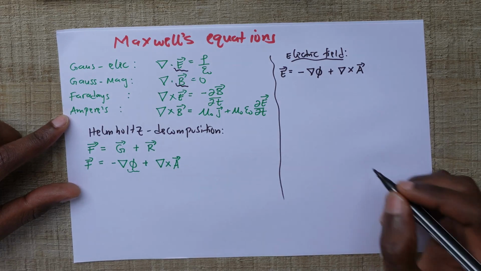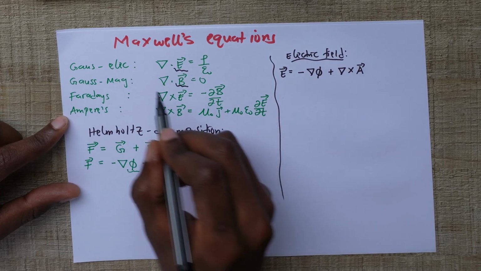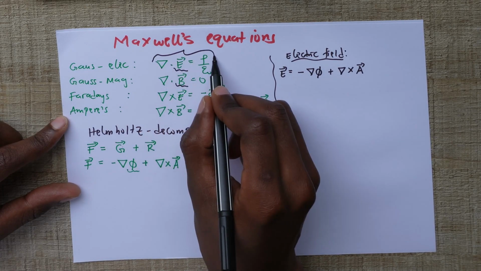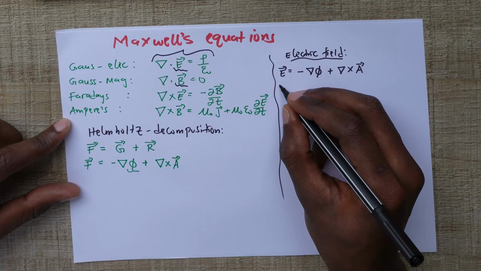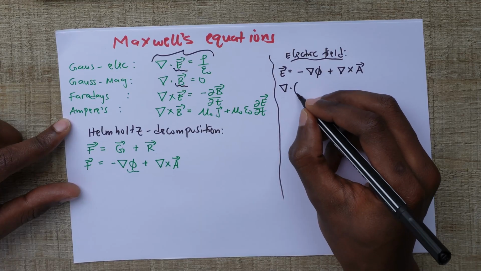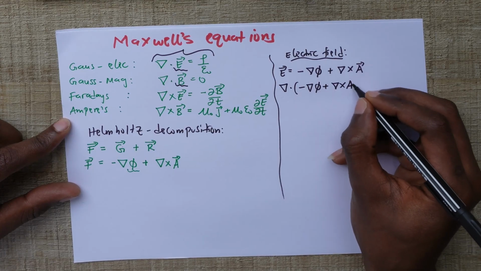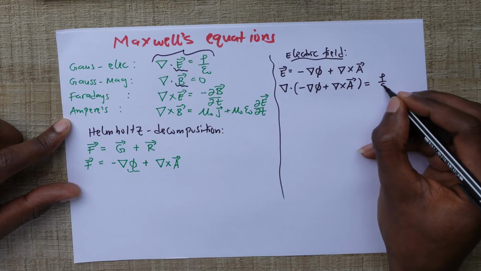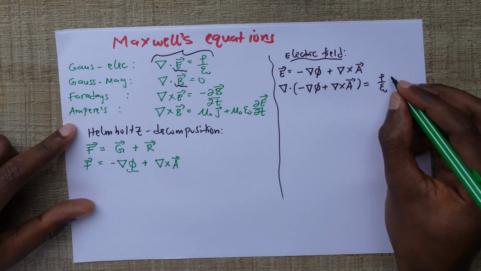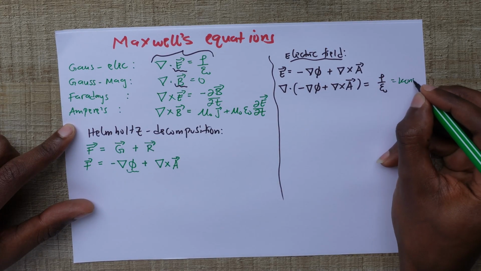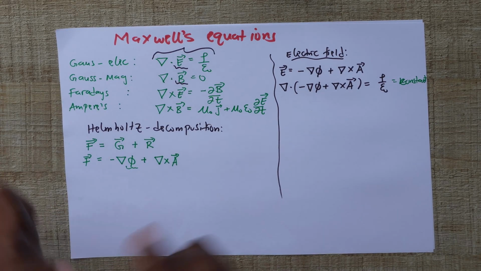Okay, let's call it A in this case. And let's see what this implies for Gauss's law of electricity. Gauss's law tells us that if I take nabla dot E, I'm going to substitute the expression for E here, and this has to be rho on epsilon 0. Just note that this is a scalar, so it's just like some constant.